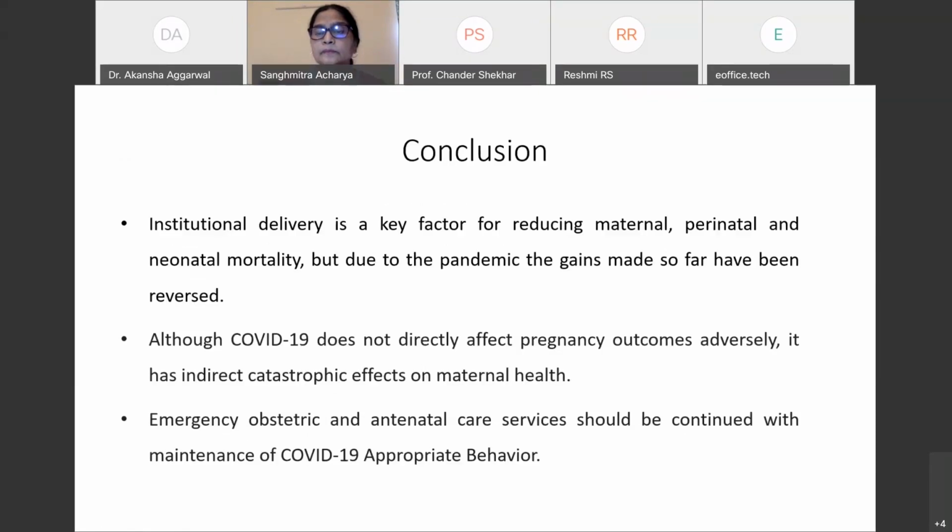So we can conclude by saying that institutional delivery is a very important factor for decreasing the maternal, perinatal, and neonatal mortality. But because of the pandemic, the gains which we have made so far have been reversed. Even though COVID-19 does not have a very adverse impact on pregnancy directly, the indirect effects of the pandemic are catastrophic. And therefore, the emergency obstetric and antenatal care services should be continued with proper COVID-19 appropriate behavior.